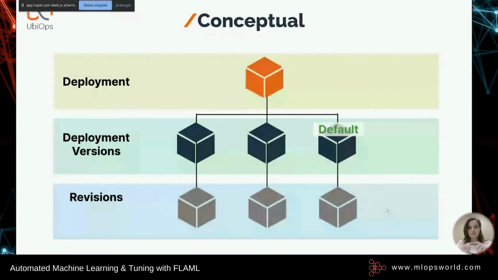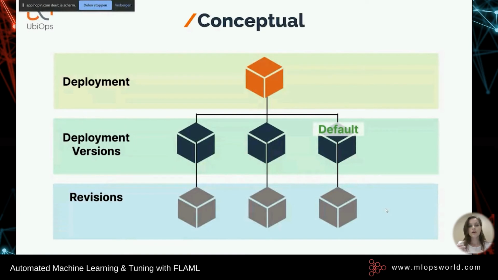So revisions are like different code versions of each deployment version. So we have deployments, deployment versions, revisions. And then one thing that we added in there as well is that one deployment version per deployment can be marked as the default version. And this is because every deployment version in UbiOps gets its own API endpoint that you can call.